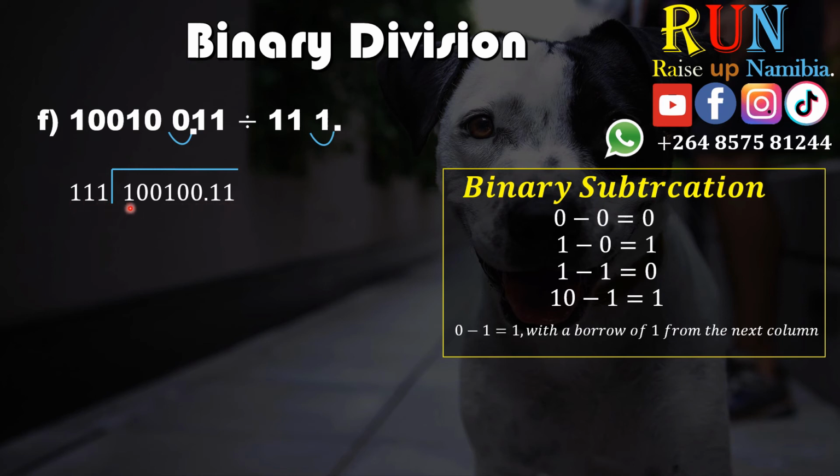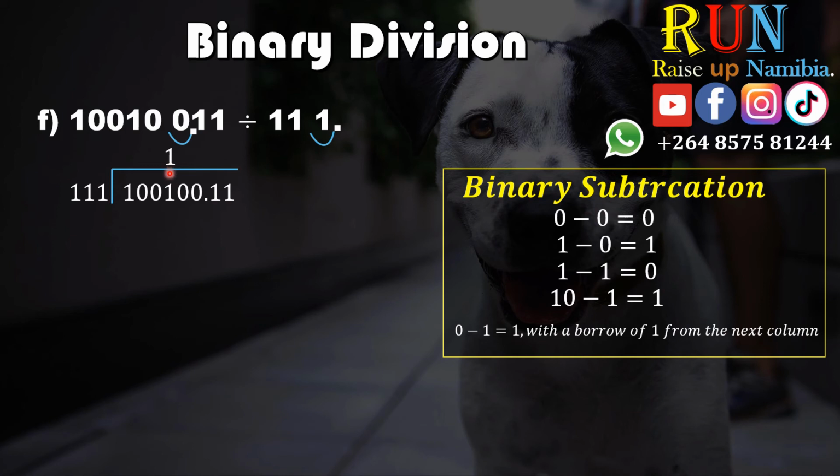Can 1, 1, 1 be divided into 1? No. Can it be divided into 1, 0? No. Can it be divided into 1, 0, 0? No. Can it be divided into 1, 0, 0, 1? Yes. So if the answer is a yes, what do we do? We write a 1 on top. So we can write a 1 there.